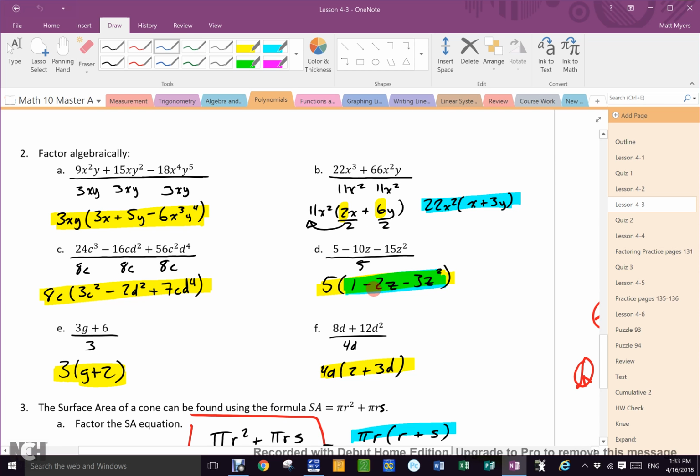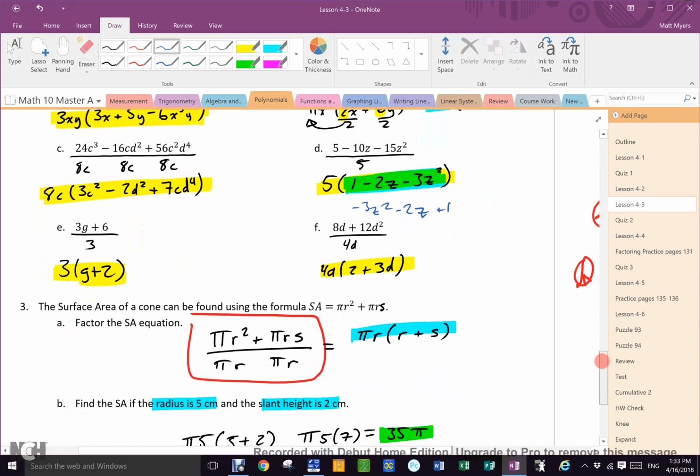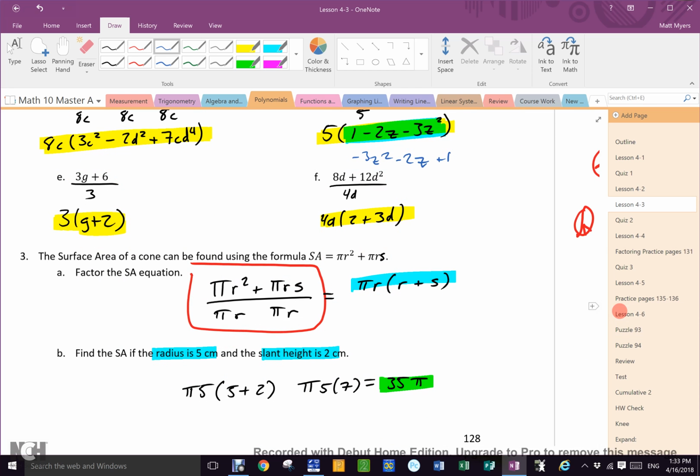You could have, if you wish, and then you would have had, because if you write this properly, it should be -3z squared minus 2z plus 1, right? And then we don't like a negative there, so you could have brought out a -5. Yes, I would give full credit for that. And there is the end of it. Yeah.